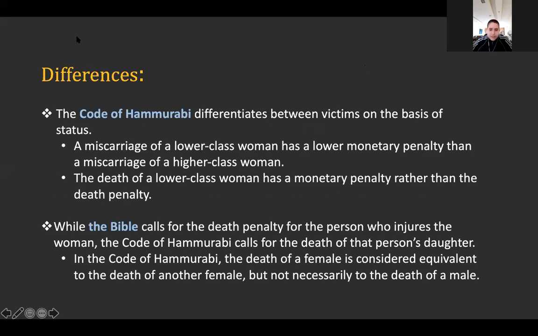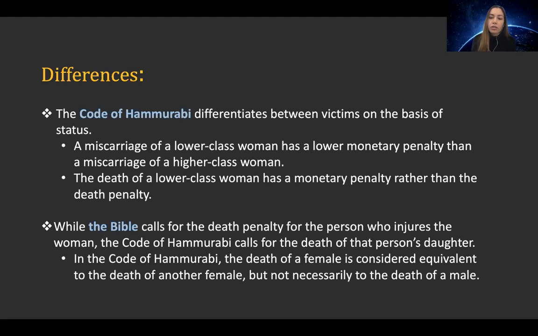The Code of Hammurabi differentiates between victims on the basis of status. A miscarriage of a lower class woman has a lower monetary penalty than a miscarriage of a higher class woman. The death of a lower class woman has a monetary penalty rather than the death penalty. While the Bible calls for the death penalty for the person who injures the woman, the Code of Hammurabi calls for the death of that person's daughter. In the Code of Hammurabi, the death of a female is considered equivalent to the death of another female, but not necessarily to the death of a male.